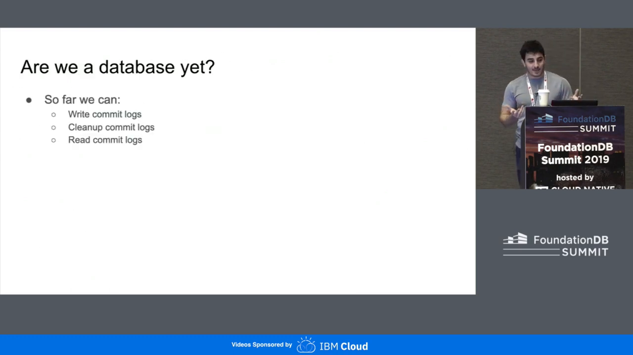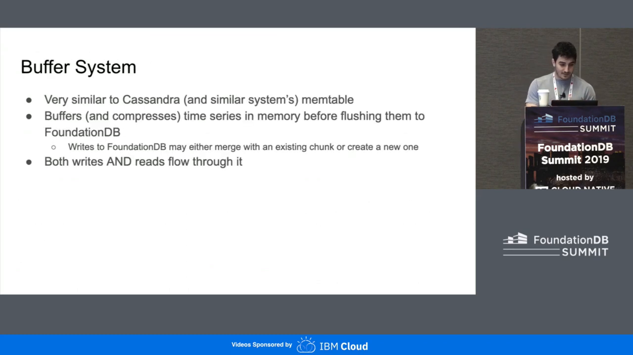So are we a database yet? Not really, right? We can write commit logs, clean commit logs, and read commit logs, but that's not actually useful to anyone. People want to be able to read their writes. So this is where the buffering system comes in. Like I said before, it's very similar to the memtable in Cassandra and similar systems. We're buffering and compressing time series data in memory before flushing it to FoundationDB. Because of the transactional nature, when you write to FoundationDB you have the option to either merge with an existing chunk or create a new one, and then update your metadata at the same time. All writes and reads have to flow through this buffer system to get a consistent view of the data.